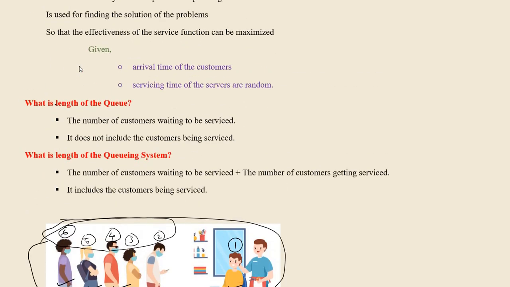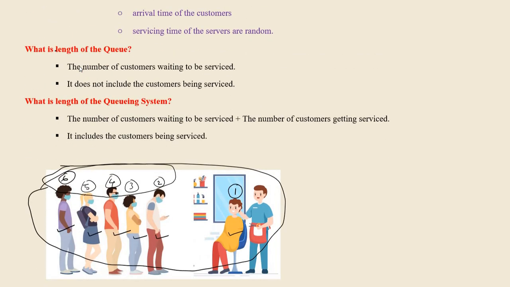So the definition of the length of the queue is the number of customers waiting to be serviced. It does not include the customers being serviced. And the length of the queuing system is the number of customers waiting to be serviced plus the number of customers getting serviced. We are including the customers being serviced.